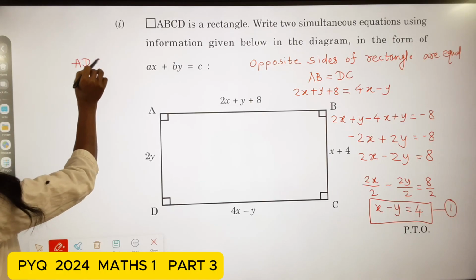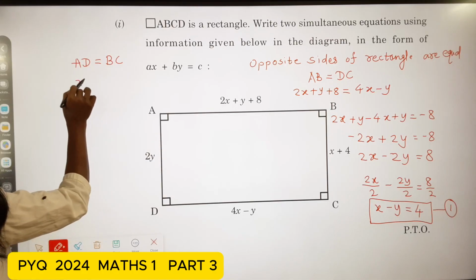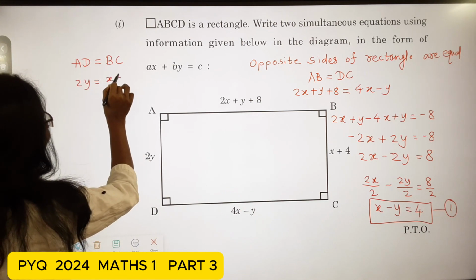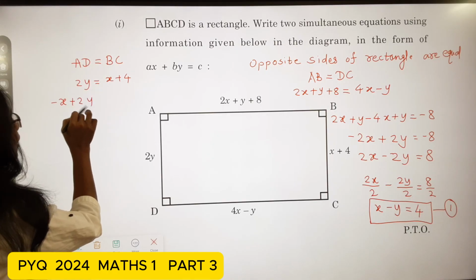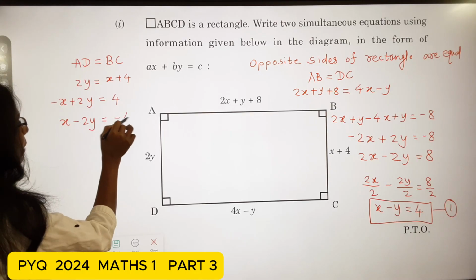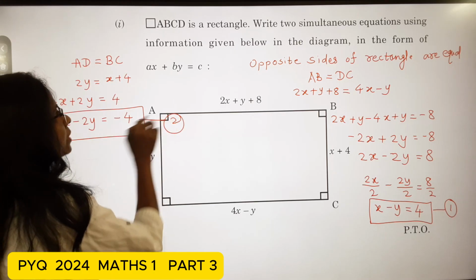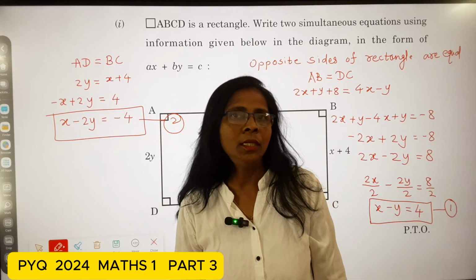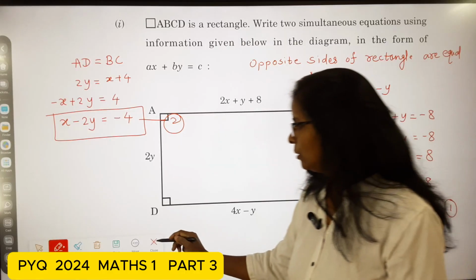AD is equal to BC. So AD is 2y and BC is equal to x plus 4. So I write here x plus 4. So here minus x plus 2y is equal to 4. So changing the sign, x minus 2y is equal to minus 4. So this will be our second simultaneous equation in the form ax plus by plus c is equal to 0. Okay. See how easy this example is.